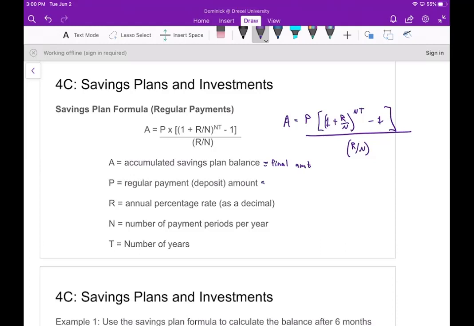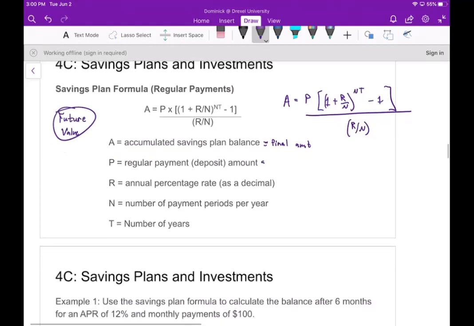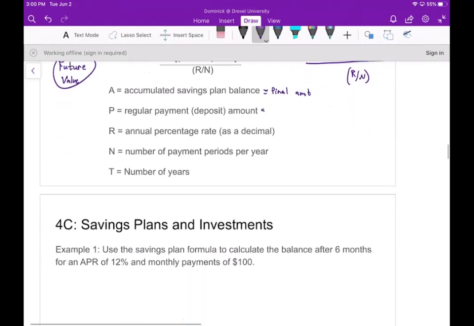Sometimes this formula is even referred to as a future value formula, and the reason we have future value is because you're looking to end up with some amount of money in the future, right? So that lump sum is designated to be in the future.